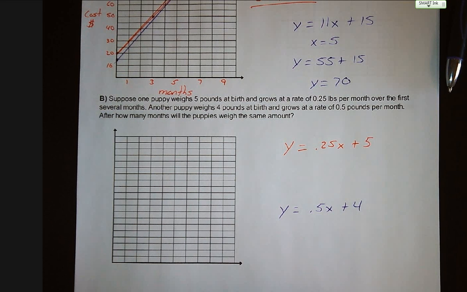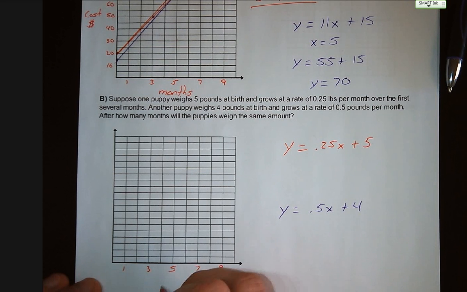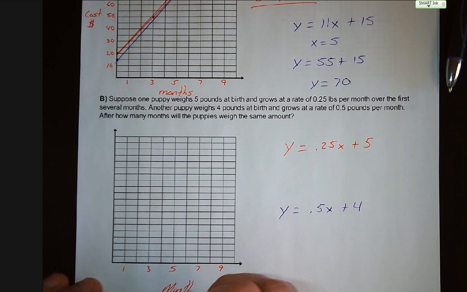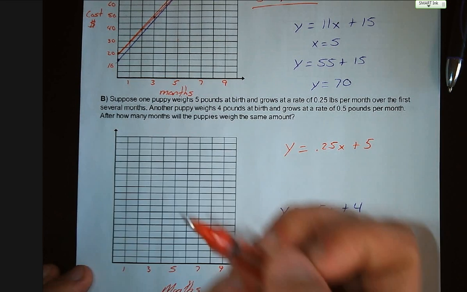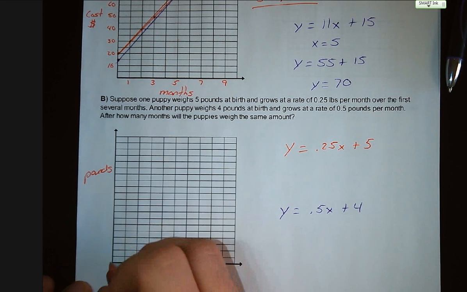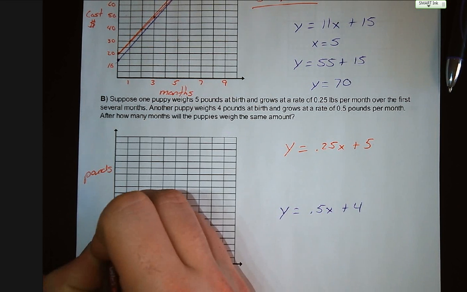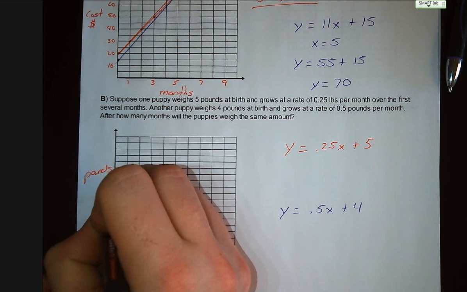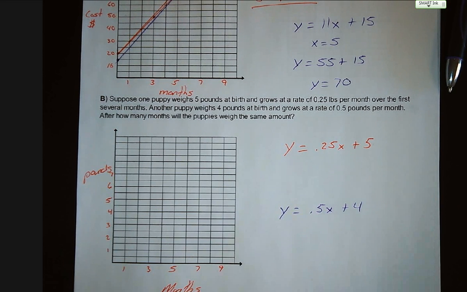Our x values are going to be months, so we're going to go 1, 3, 5, 7, 9. Our y values, I would go by half a pound increments. So each line would be half a pound, so we'll do every other. We'll just do the whole numbers, 1, 2, 3, 4, 5, 6, all the way on up to 10, or 7. All right. So now we need to graph our points.